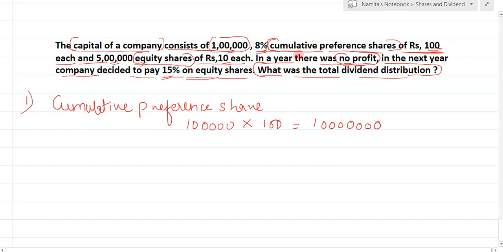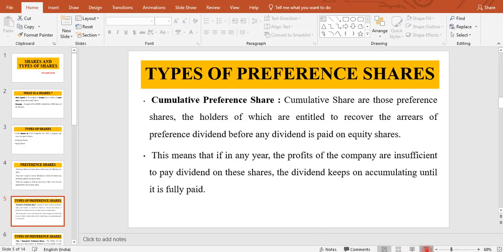Now the company has to pay dividend on cumulative preference shares. So that is how much? 8%. But here there was no profit, so in 1 year the cumulative preference shareholder did not receive any dividend. But in next year the company has to pay dividend to whom? To the cumulative preference shares.